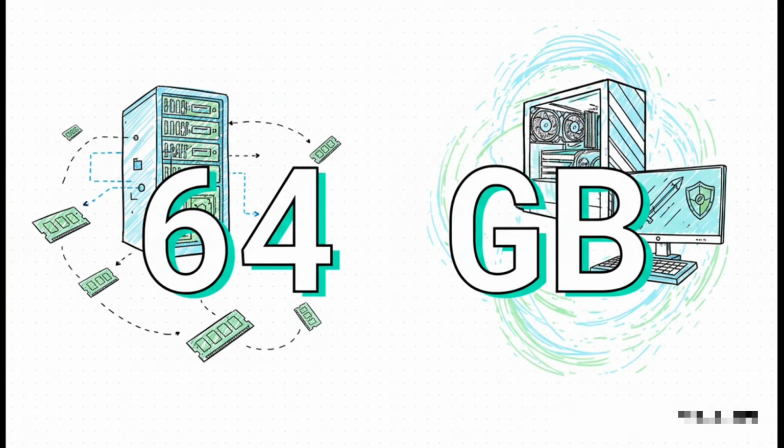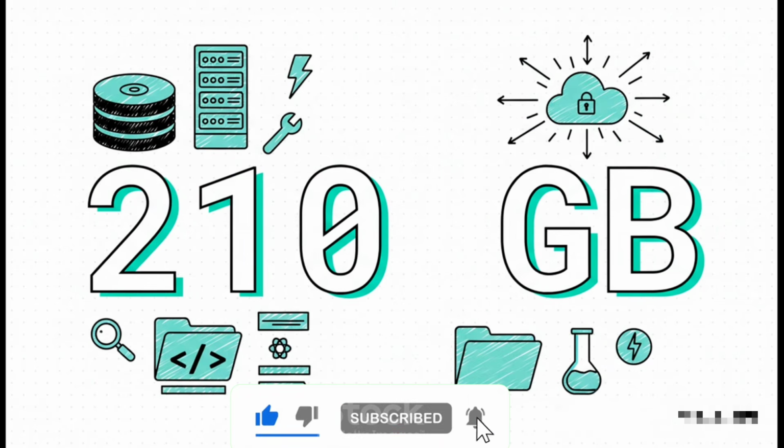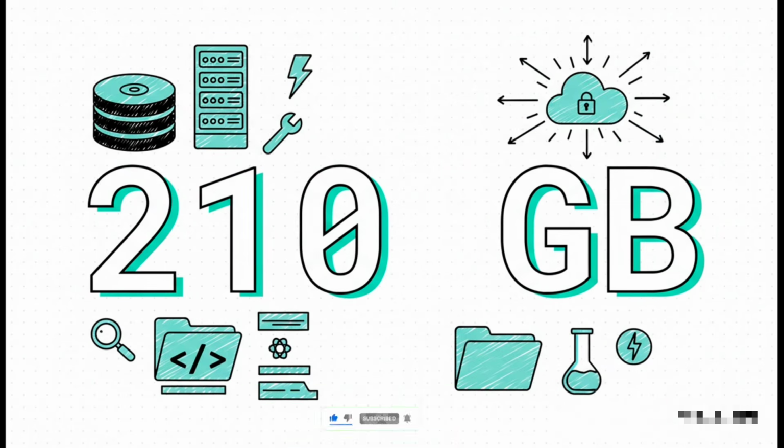First up, let's just let this number sink in. 64 gigabytes of RAM. I mean, that's more than a lot of high-end gaming PCs have. It's an insane amount of memory. And on top of that, you get a really generous 210 gigs of storage. That's plenty of room for some seriously big projects, datasets, or a full-on development environment.